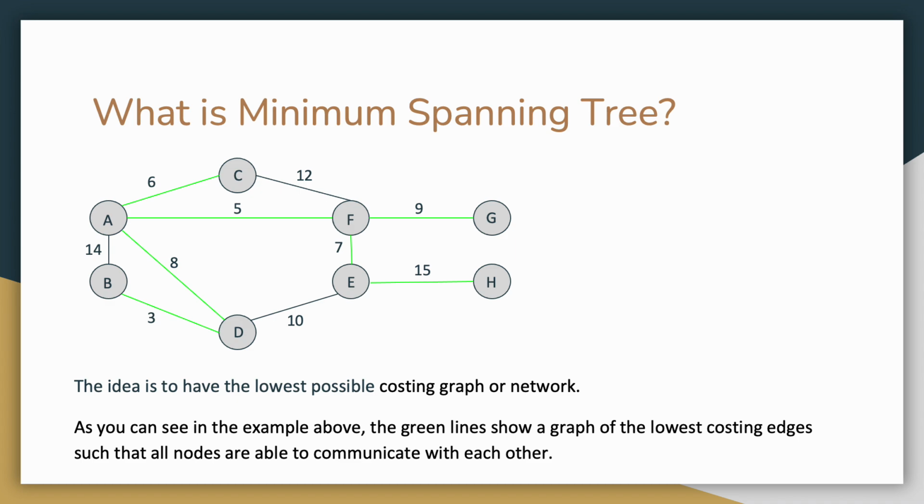And as you can see in the example above, the green lines show a graph of the lowest costing edges such that all the nodes are able to communicate with each other. As you can see in the example above, this is a minimum spanning tree that has already been made.